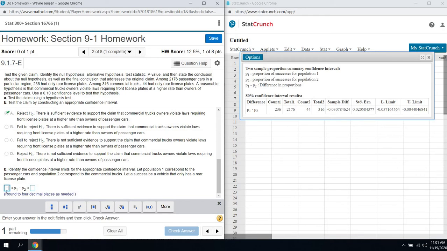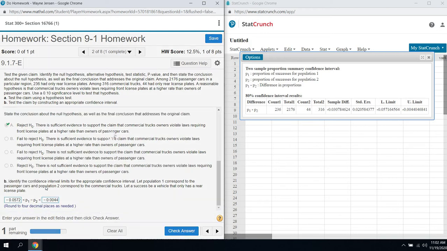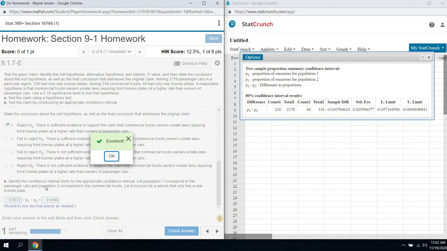So we're going to do negative 0.0571 or 572. Should be our lower one. And our upper one is negative 0.0044. And we're going to try that. And it's telling us we're doing great. Now, they're going to ask a question here. So I'm going to wait, and then I'm going to click OK.